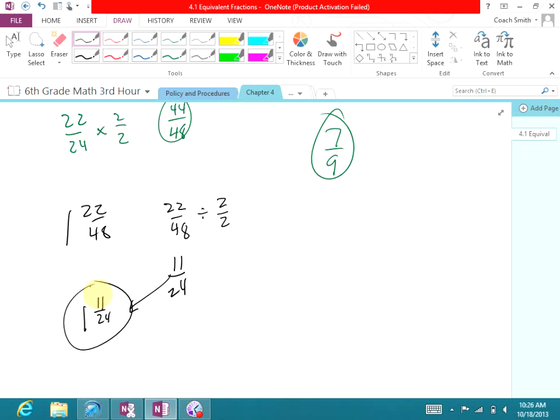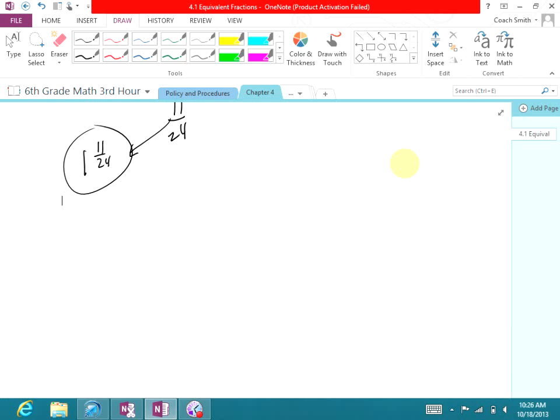All right. So 1 and 11/24. That's all you do. Okay? Fairly easy. Now, everybody look at number 18. 18 says the algebra portion. Okay, 18 says 10 over 15 is equal to 2 over blank.